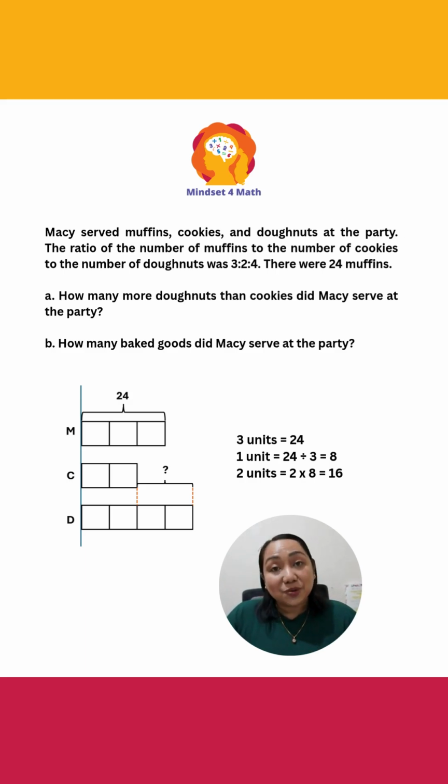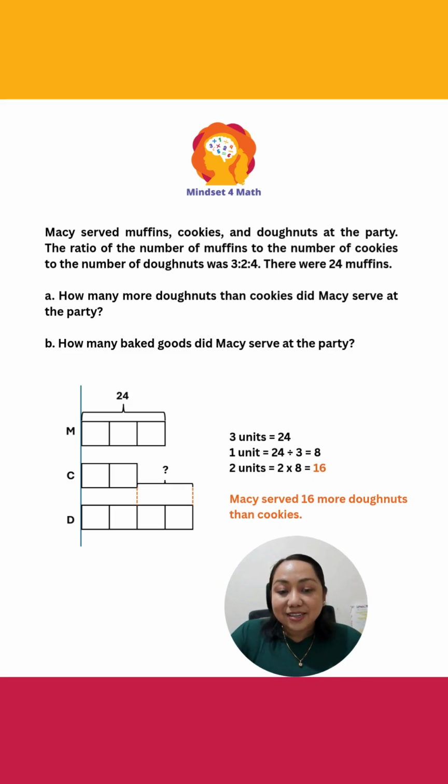So we know that 3 units are equal to 24. So to get what 1 unit is equal to, all we need to do is to divide 24 by 3. And the answer is 8. So since now we know that 1 unit is equal to 8, we can now compute for 2 units. 2 units would be equal to 16 because 2 times 8 is equal to 16. Macy served 16 more donuts than cookies. So now we can erase the question mark in the bar model and change that into 16.